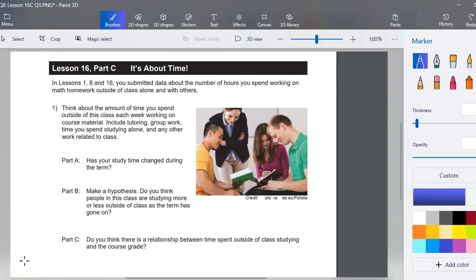So here we go with lesson 16C. In lessons 1, 8, and 16, you submitted data about the number of hours you spend working on math homework outside of class, alone, and with others.